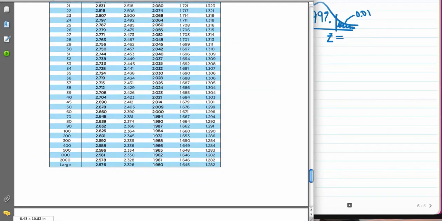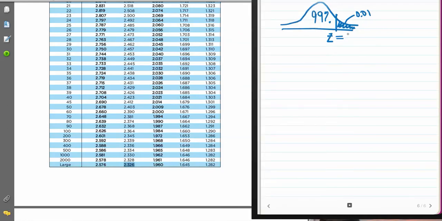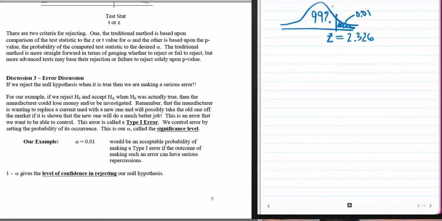So with large degrees of freedom, which is actually a z, here is my value for my z. This is 2.326, and that is my z value. So that is my critical value based upon a 99% confidence level. I abbreviate the critical value with a CV, and that CV is based upon this confidence level.